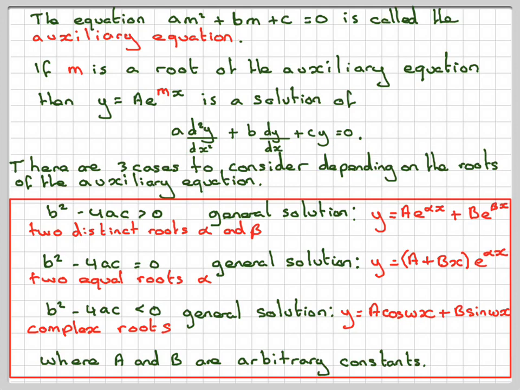Okay, so this is a summary of trying to solve a second order differential equation which is equal to 0, and looking at the auxiliary equation and the types of things that can happen. Okay, I hope you've understood this introduction, and I thank you very much for watching.